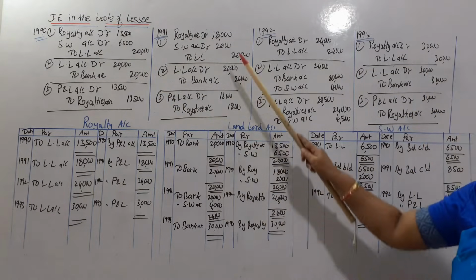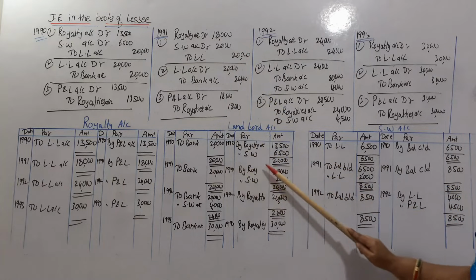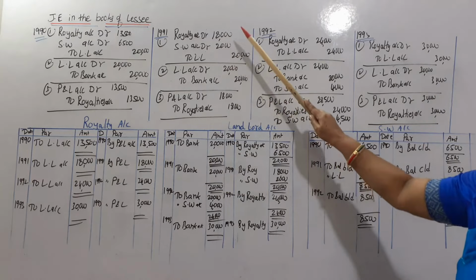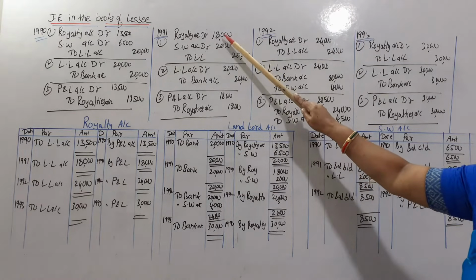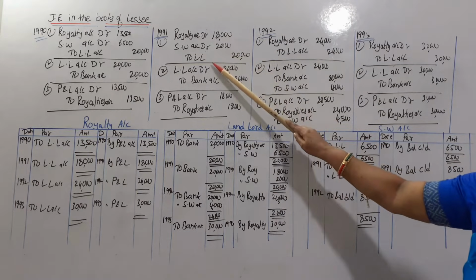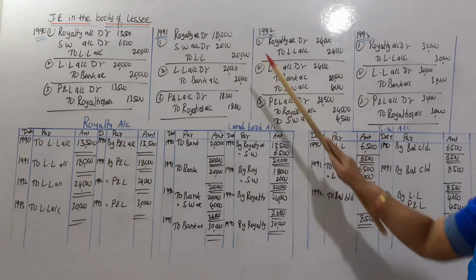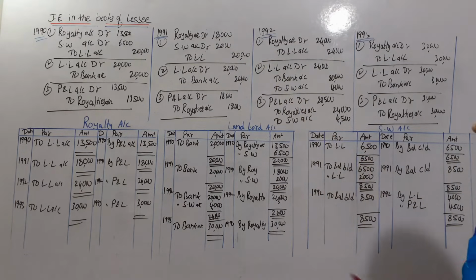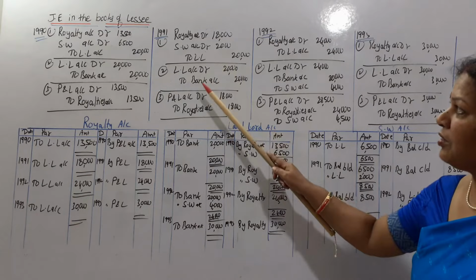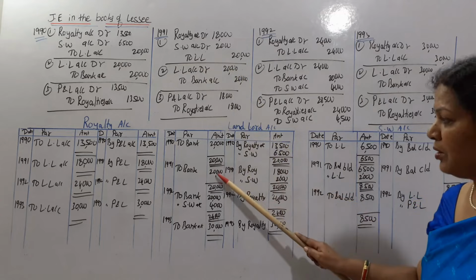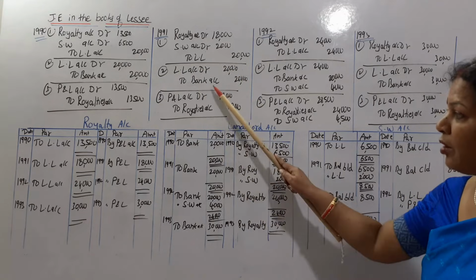Okay. Second year, this one, 1991. Landlord is on the credit side. What is on the credit side? Debit side, royalty and short workings. Posting on the credit side, royalty 18,000 and short workings 2,000. Okay. And the second entry is landlord to bank. Landlord is on the debit side. Debit side means 20,000. We are writing on the debit side to bank, opposite one.